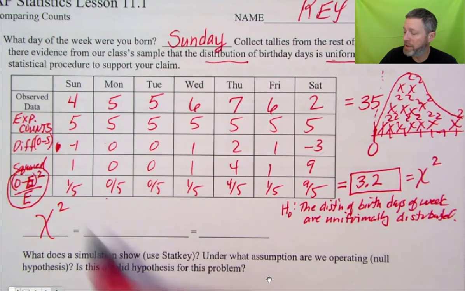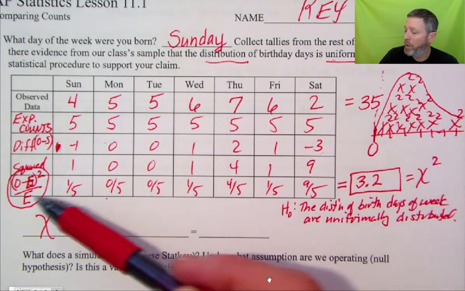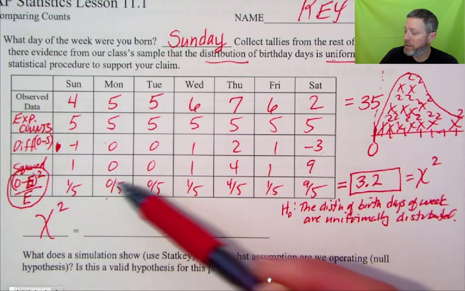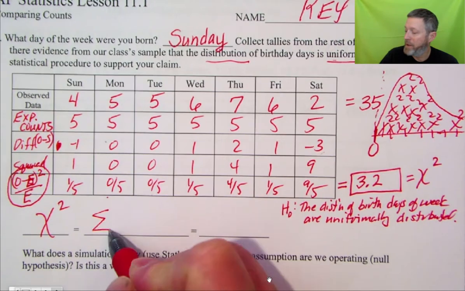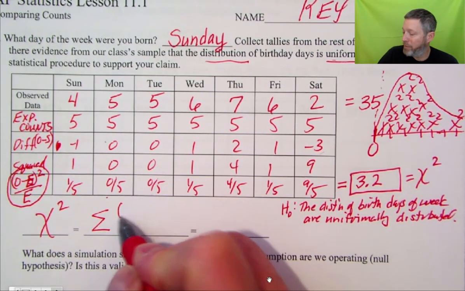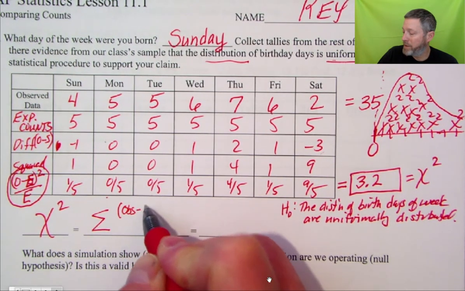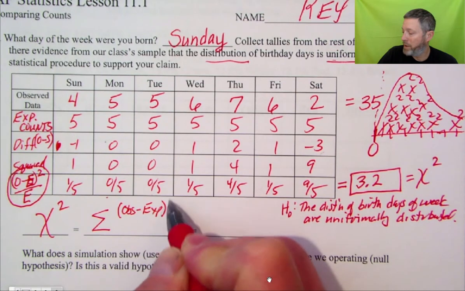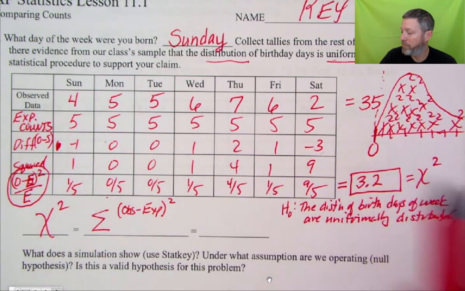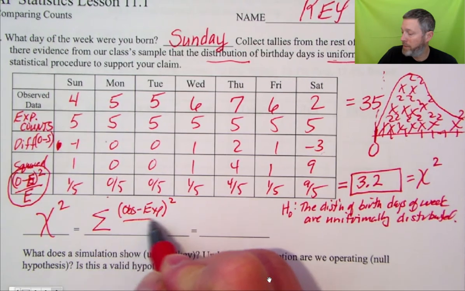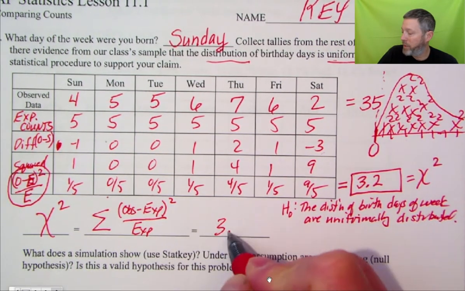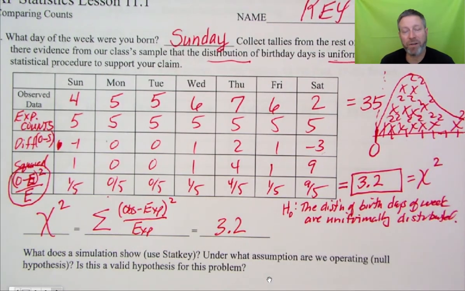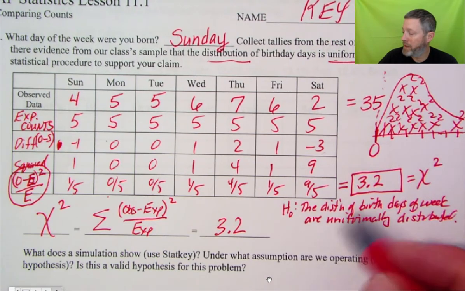The chi-square statistic, if you think about what we did, is we calculated this statistic for every one of the 7 categories, and then we added them all up. The formula would be the observed minus the expected counts squared. We did that in the 4th row. And then we divided by the expected counts, and that's how we got our 3.2 number. That statistic is called the chi-square statistic, and we can calculate the p-value for that.